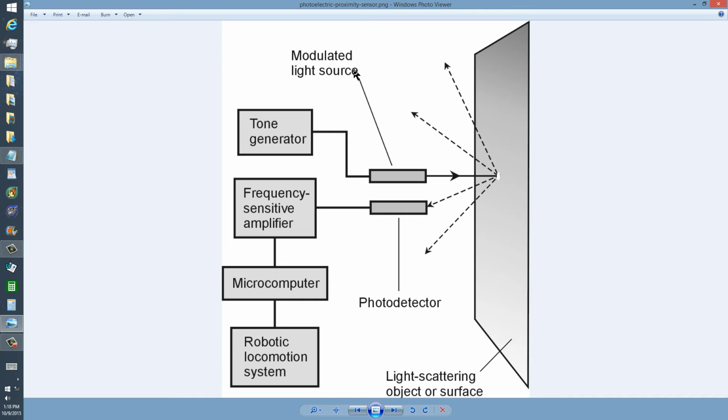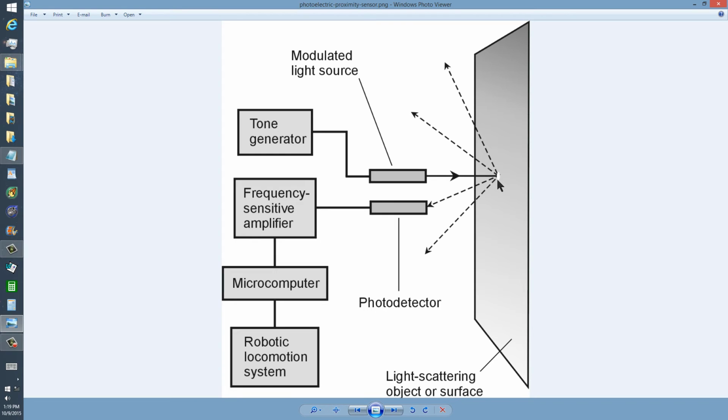The reason that a shiny surface won't work, like a mirror, for example, is that unless this modulated light source is directed straight at the object at a 90 degree angle of incidence, or I guess physicists would say 0 degrees, and bounces back to the photo detector, the photo detector isn't going to see anything. So it has to scatter the light. A good example would be a concrete wall.